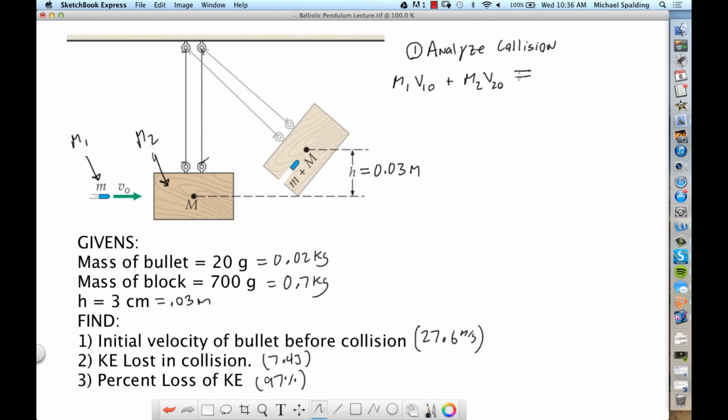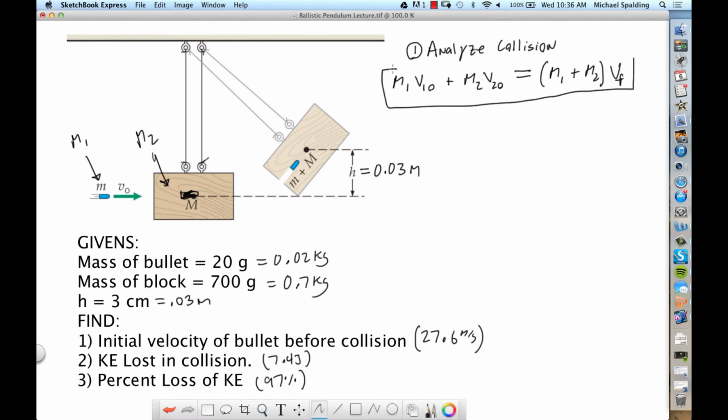Okay? Now in this collision, the bullet and the block stick together, right? The bullet gets stuck inside the block. So what do they share in common? The same final velocity. So you could put the final momentum like this. M1 plus M2 V final.